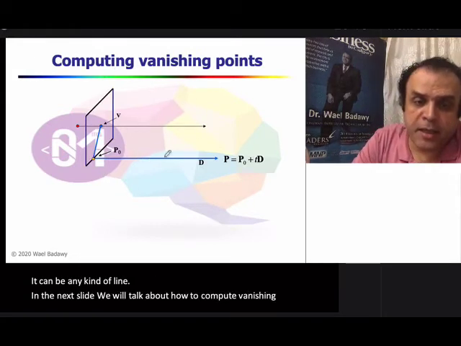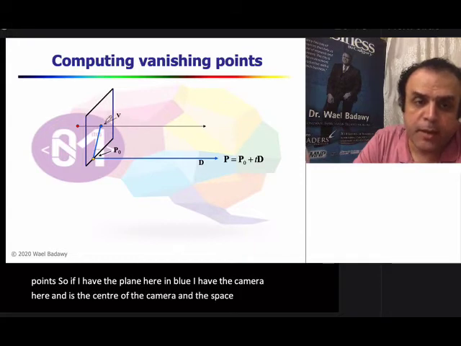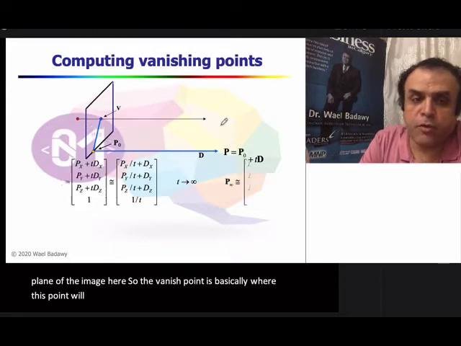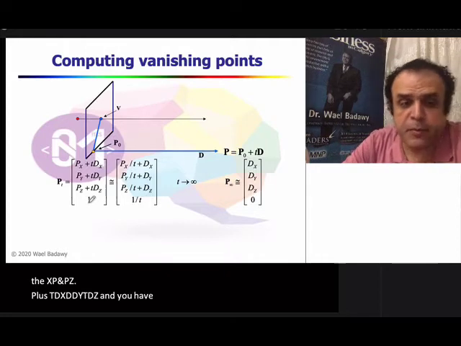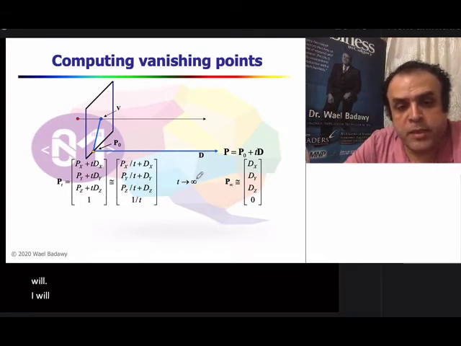So if I have the plane here in blue, I have the camera here, and this is the center of the camera, and the plane of the image here. The vanish point is basically where this point will intersect with the center of the camera. So this point, to describe it, comes from the 3D space. So I will have px, py, and pz plus tdx, tdy, and tdz, and we have 1, because the best representation we have is to augment it by 1. And then I will compute, because I need to compute that.